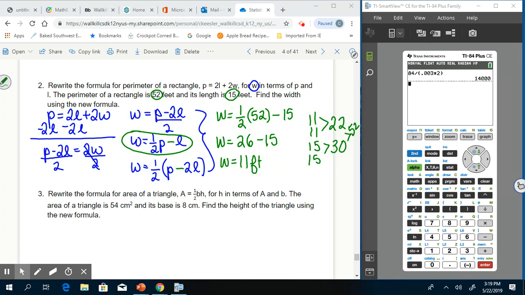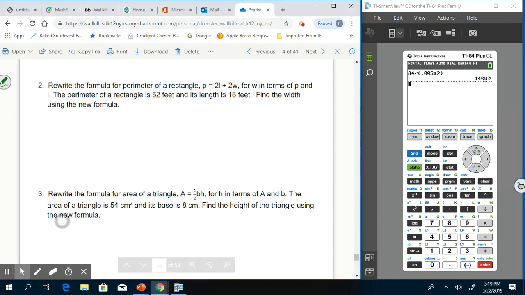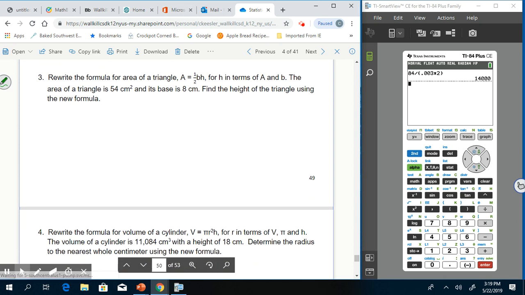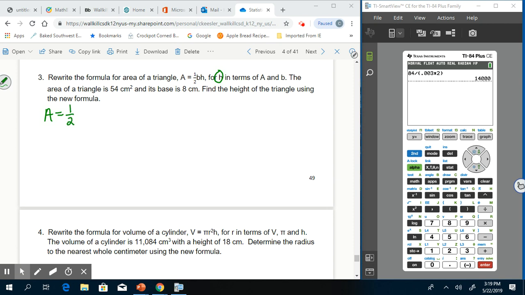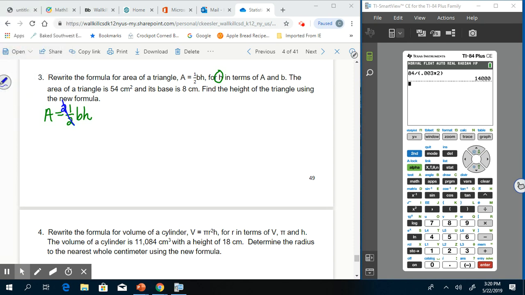All right, let's take a look at number three. Number three, we have: rewrite the formula for area of a triangle, area equals 1/2 base times height, for H in terms of A and B. So we're solving for H. So we have area equals 1/2 base times height. So here I like to do things a little bit separately instead of dividing it all out at once. I see the 1/2 and I know that the opposite of multiplying by a half is multiplying by 2. So I'm going to multiply each side by 2, and I get 2A equals base times height.